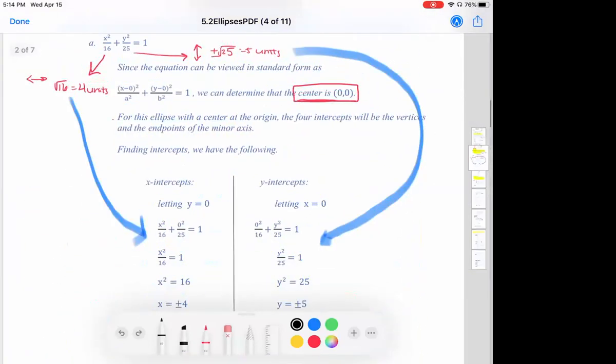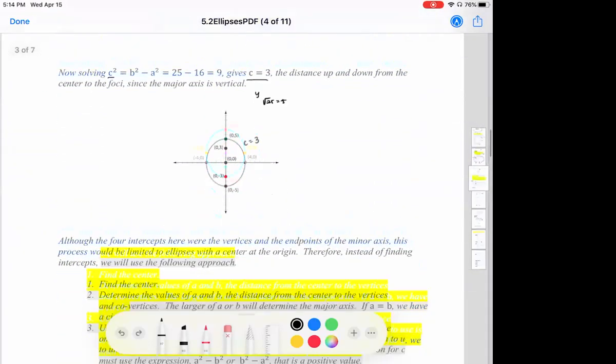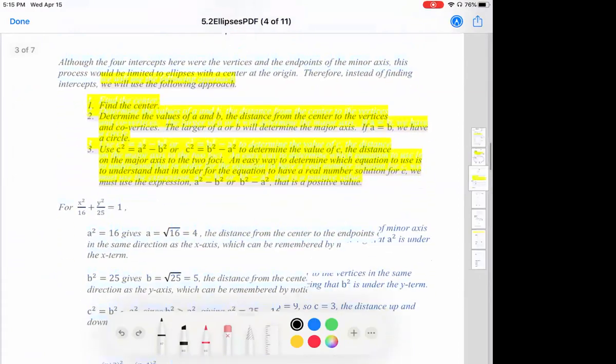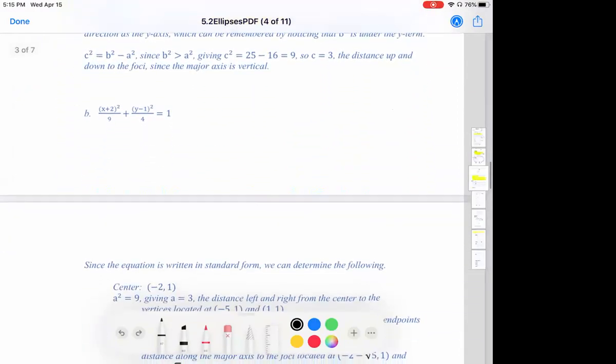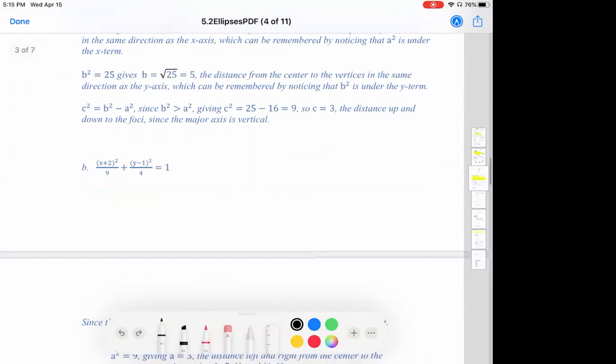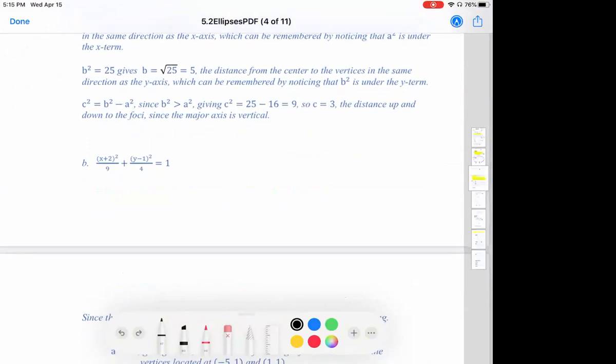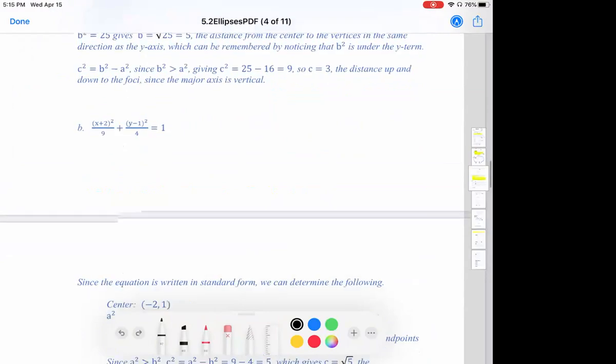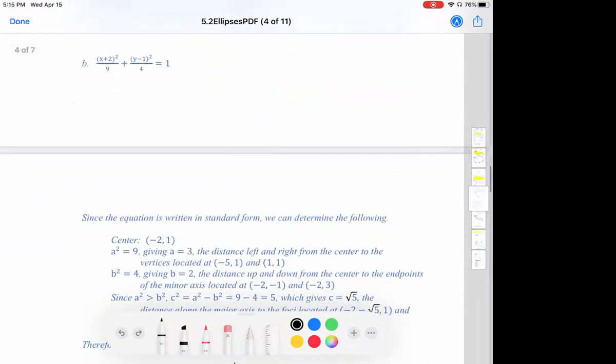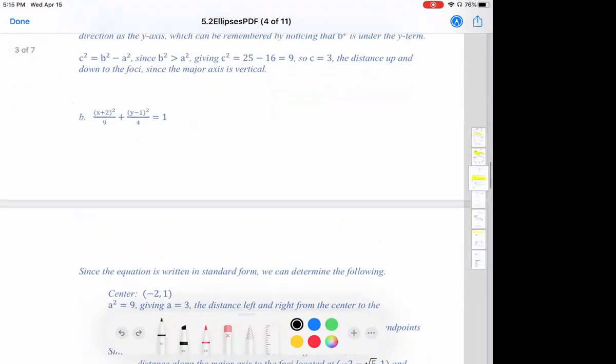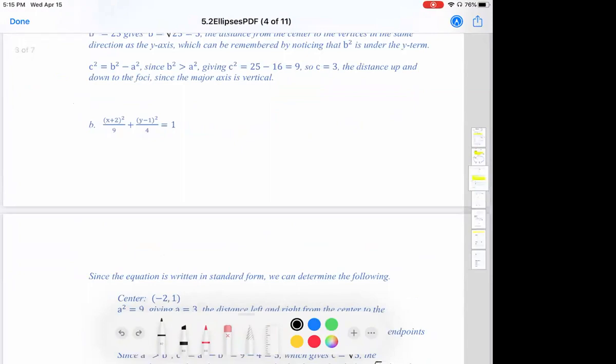Okay, let's continue with our next example. Example B. Okay, so we're going to graph (x plus 2) squared plus (y minus 1) squared over 4 is equal to 1. All right, so we want to start off by getting an idea of what we're going to draw.